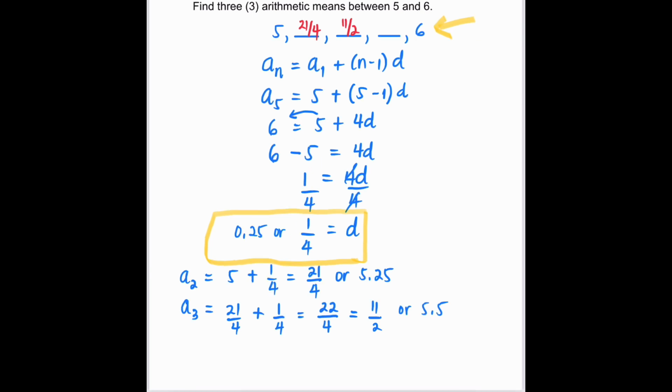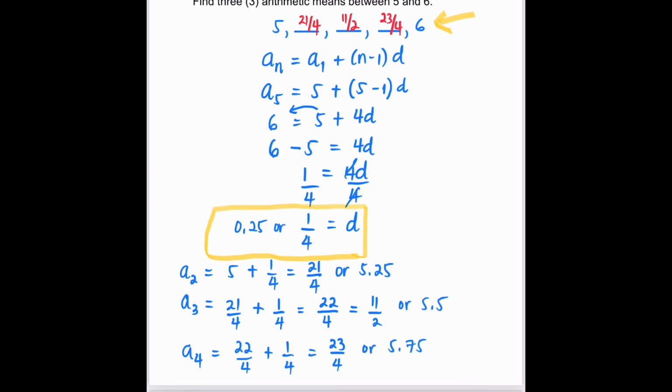All right, and to find the fourth term, we'll have a sub 4 equals, so take the third term, which is 22 over 4, plus 1 over 4. It's 23 over 4, or in decimal, it will be 5.75. All right, so these are the 3 arithmetic means that we are looking for. So those are 21 over 4, 11 over 2, 23 over 4.